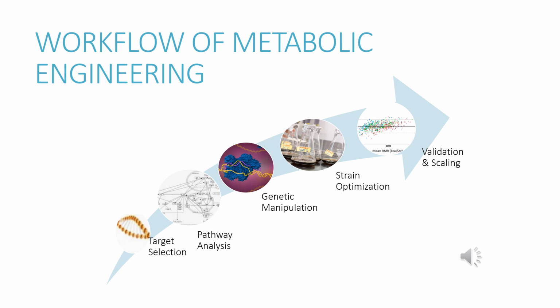The next step we can see is strain optimization. It involves iterative cycles of engineering and testing strains, which can result in maximizing the product yield. The last step is validation and scaling. It validates the engineered strain on lab scale, and if it is progressing well, it can be further upgraded for scale up for industrial production.